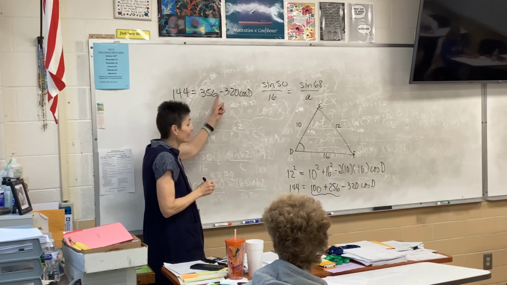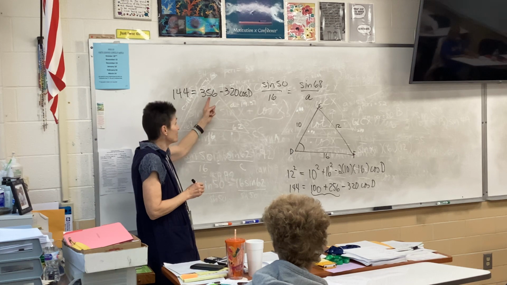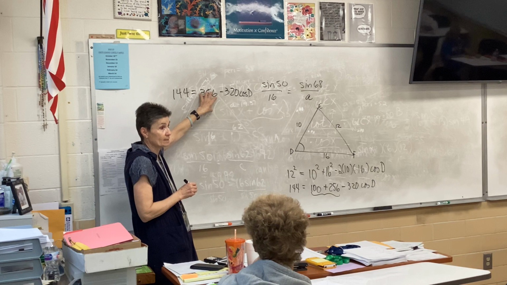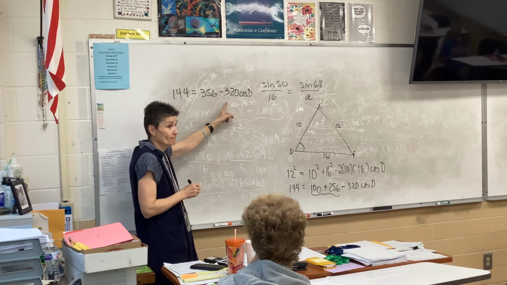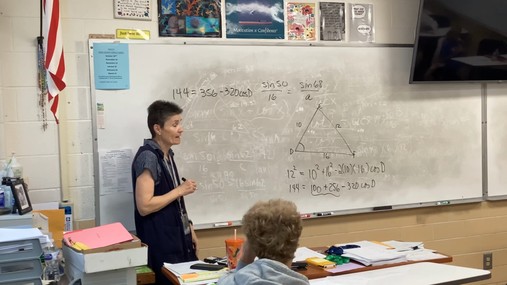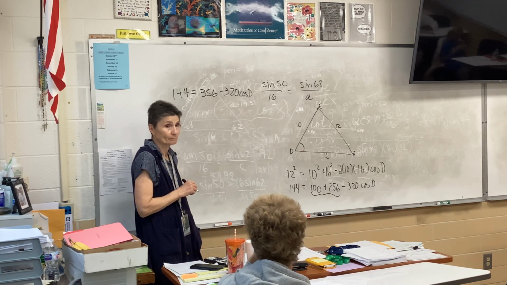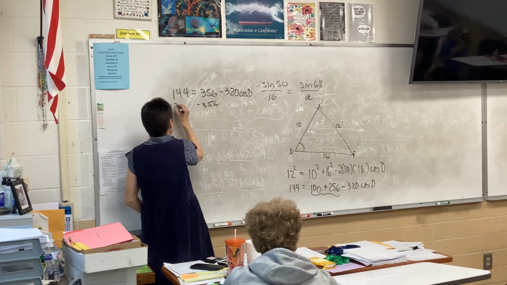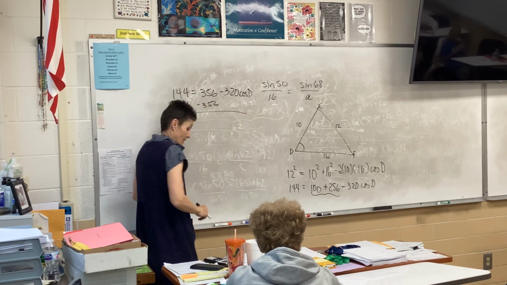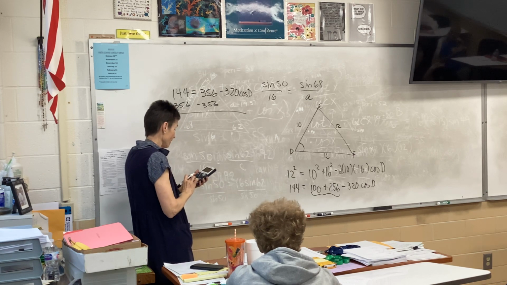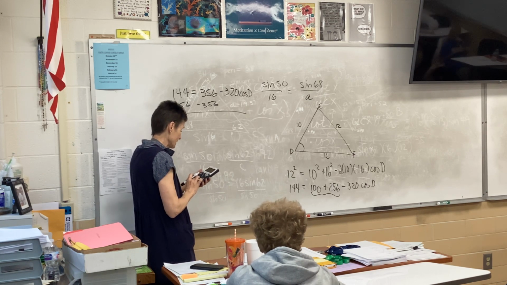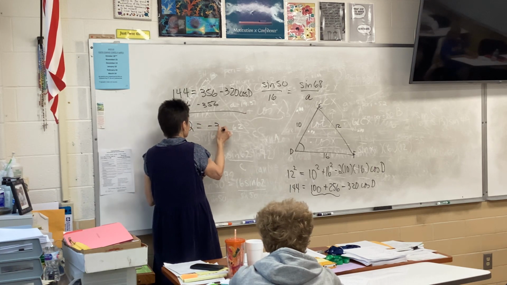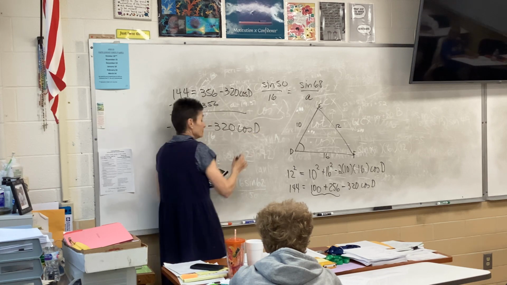These do not go together. They're not like terms. This one has a cosine, this one doesn't. So please don't combine those. What are you going to do instead? Move the 356 to the other side. So 144 minus 356, so negative 212 equals negative 320 cosine D.